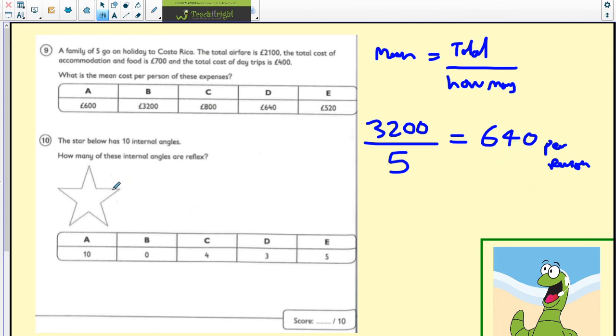Number 10. The star below has 10 internal angles. These are the internal angles, for example. I'm going to label them all, but they're the internal ones. How many of these are reflex? So a reflex angle is an angle greater than 180, but less than 360. So less than the full angle. So it's between these two. So 1, 2, 3, 4, 5. 5 internal angles that are in that gap. So there you go. E.